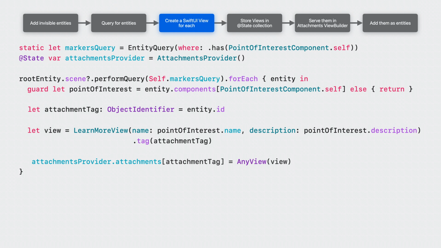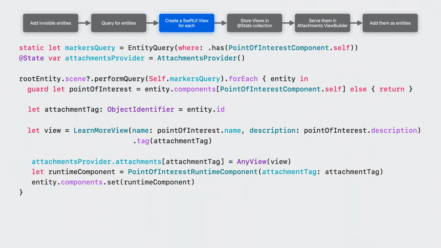Here's where our runtime component comes in. We're at the part where we're reading in our point of interest entities and creating our attachment views. We queried for all our design time components, and now we'll make a new corresponding runtime component for each of them. We store our attachment tag in our runtime component, and we store our runtime component on that same entity. In this way, the design time component is like a signifier. It tells our app that it wants an attachment made for it. The runtime component handles any other kinds of data we need during app execution, but don't want to store in the design time component.